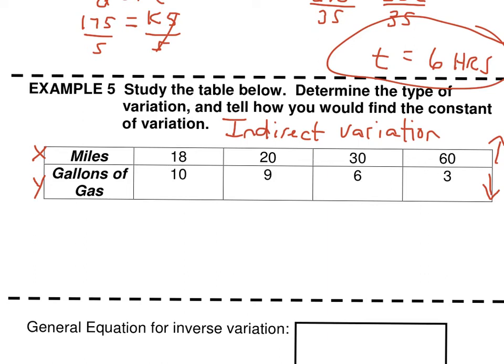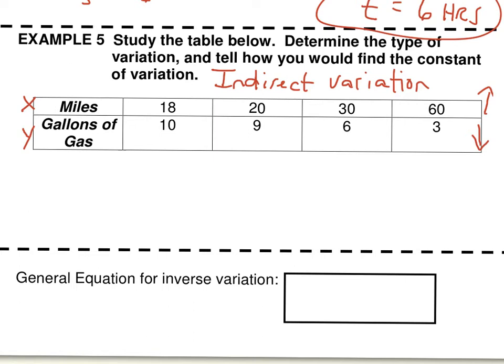Okay, so we need to find out what the constant of variation would be. So if we do the same thing that we did before, all right, now the general equation for indirect or inverse, and I'm using those two terms as the same thing, is going to be y equals k over x. And that's the formula for inverse variation. So if I want to find the constant of variation here, I'm going to use y equals k over x.